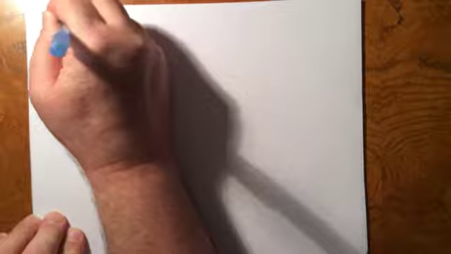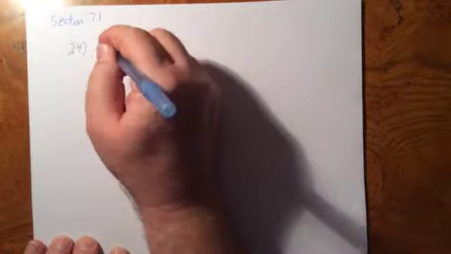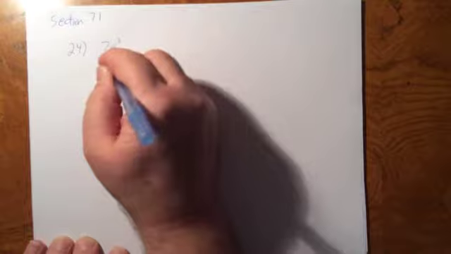We're going to begin section 7.1 by looking at how to simplify rational expressions. Basically, a rational expression is simply a fraction written in this form. We're going to begin by looking at question 24 from the textbook. This is written as 7a to the third over 21a.